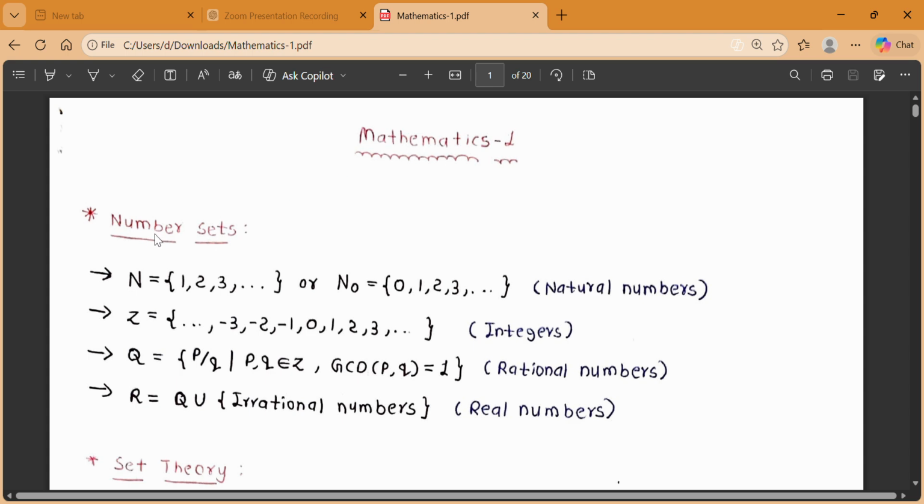Mathematics 1, number sets. N equals natural numbers 1, 2, 3, and so on, whole numbers not equal to 0, 1, 2, 3. Z equals integers, minus infinity to minus 1, 2, 3, 0 and 1, 2, 3 to infinity. And Q equals rational numbers, p upon q.